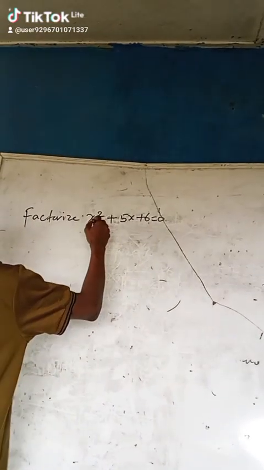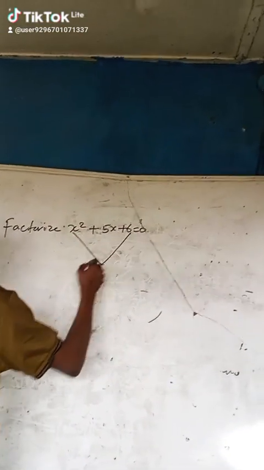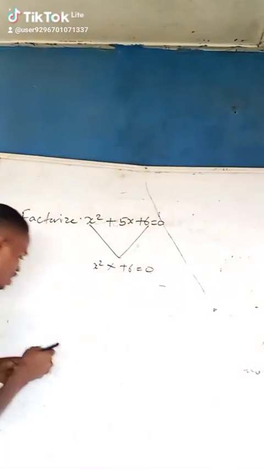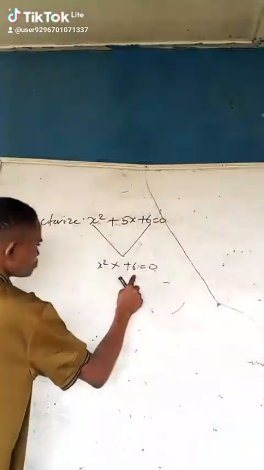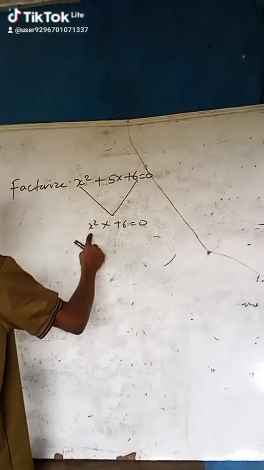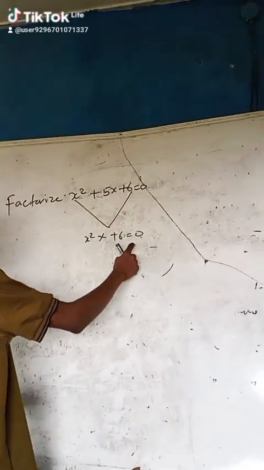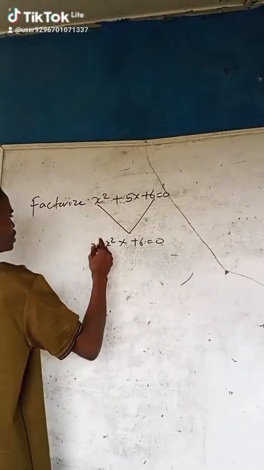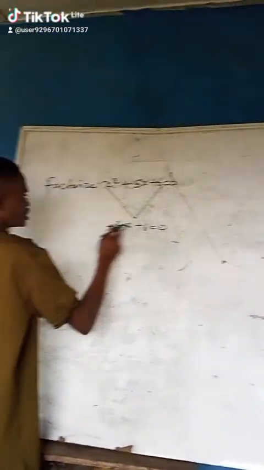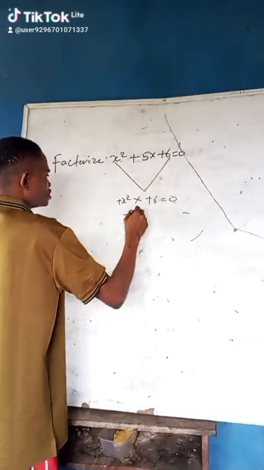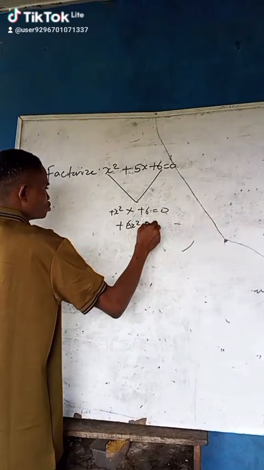Let us say that x squared plus 5x plus 6 equals 0. Now we want to multiply this. We have this plus here, which is plus times plus is what? Plus. x times x squared times 6 is what? 6x squared equals 0.